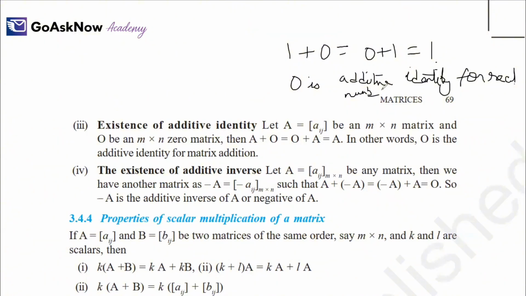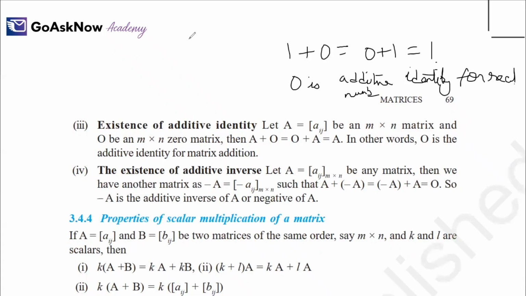The fourth point is the existence of additive inverse. If you have A equal to Aij, m cross n, be any matrix, then we have another matrix, minus A. You can always have a negative matrix like minus A, which has the elements minus Aij, m cross n, such that A plus minus A is equal to minus A plus A, which will give you the O matrix. So minus A is the additive inverse of A, or negative of A.